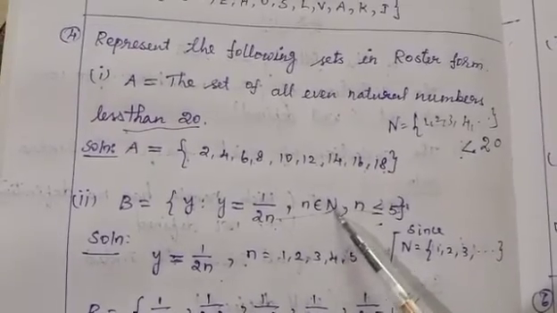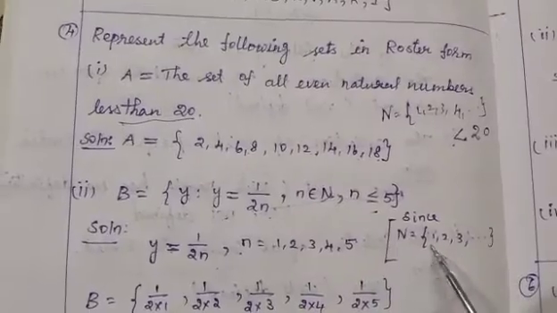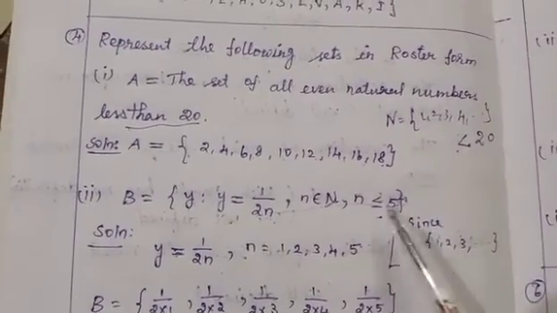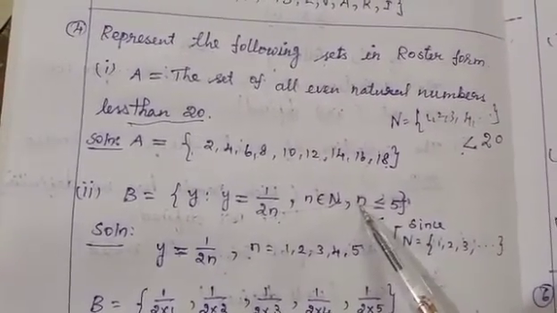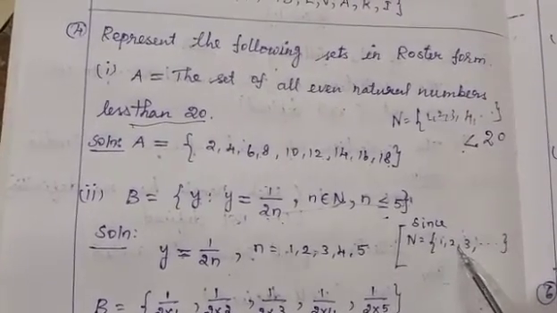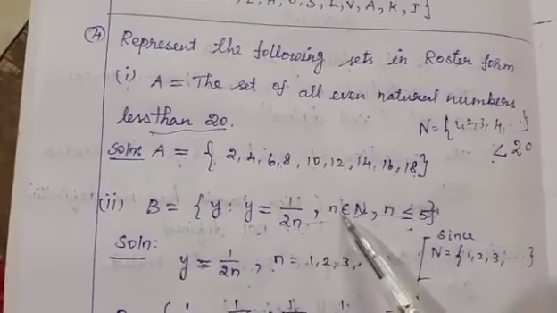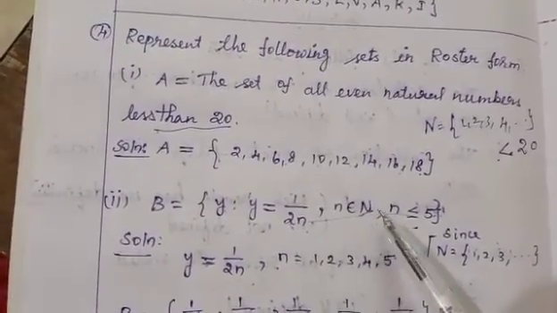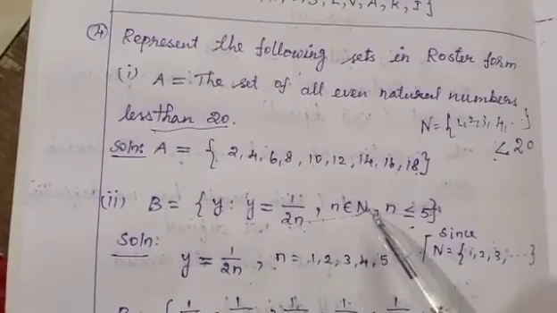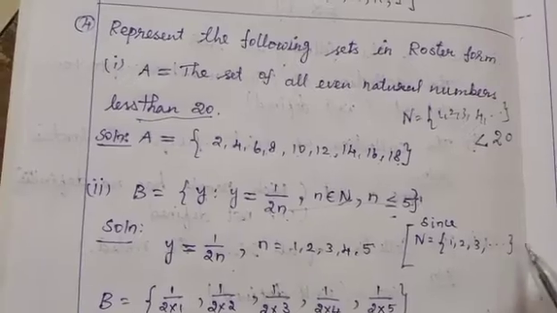One more condition: n belongs to natural number. Natural numbers start from 1, 2, 3, 4, etc. So the n values you have to select from this natural number group. For n belongs to natural number, what is the meaning? This n value we have to select from natural numbers. Normally from the definition, natural numbers are 1, 2, 3, 4, etc.